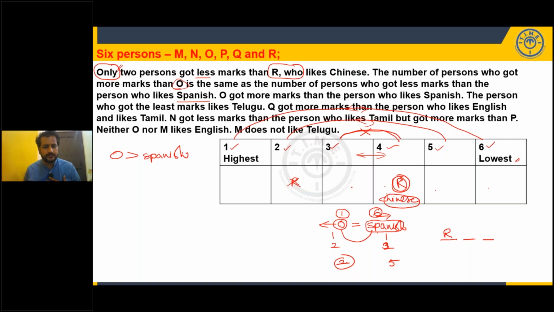Earlier we had a doubt: between these two, who scored more marks? Now it is clear O scored more marks than Spanish. Okay. Now what do we have next? What is the possibility? If this is O, this will be Spanish. This is one possibility. And what is another possibility? If the second position is O, the fifth position will be Spanish. One of these two will be correct, but which one is correct, that we don't know.